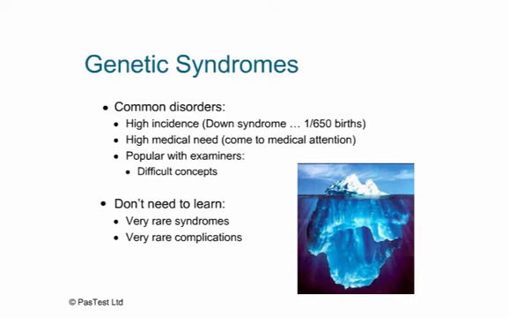For your purposes, of course, there are then those conditions which are popular with examiners, and this can be the conditions where there are difficult concepts to understand, such as imprinting or trinucleotide repeats. And so from your point of view, these are common because questions come up commonly. However, one thing that you don't need to start getting into is very, very rare syndromes or very, very rare complications of commoner syndromes. Because remember, this is a generalist exam, this is not a specialist paper.